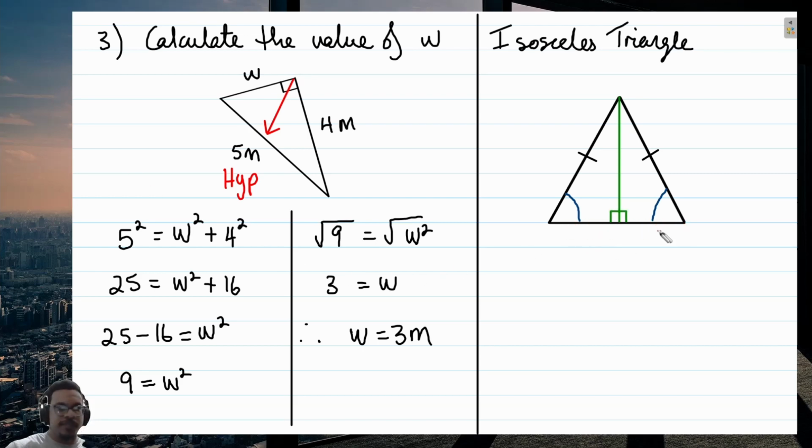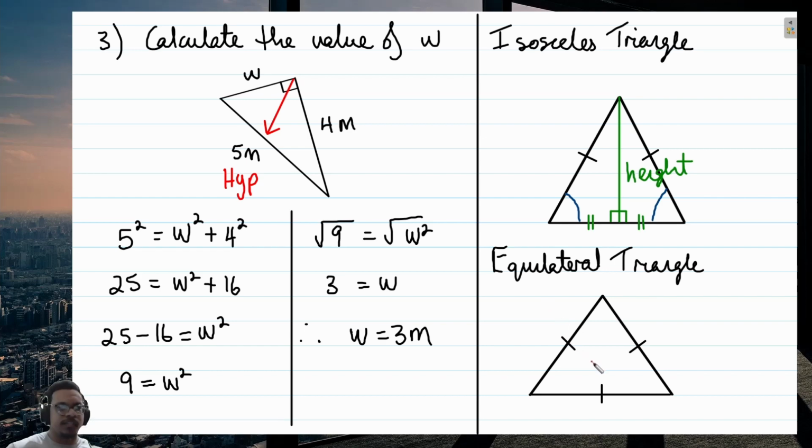And the length of this base here would be split in half. So here we can see the isosceles triangle split into two equal right angle triangles and the base split in half. So the distance from here to here is the same as from here to here. And this line here is known as the height of the isosceles triangle.